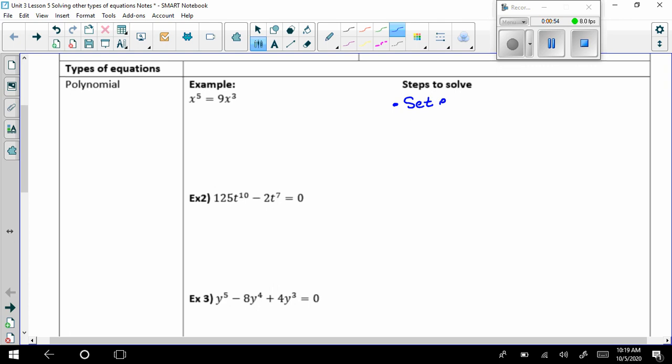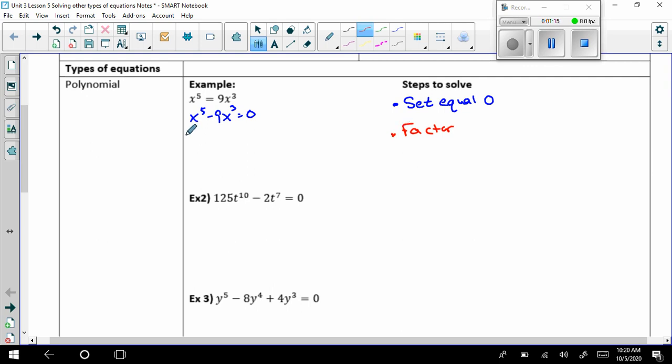The first thing you want to do is get it set equal to 0. And so like for here, I would take x to the 5th minus 9x cubed and set that equal to 0. After that, we're going to factor it. And you can completely factor or just factor down far enough that you can solve it.